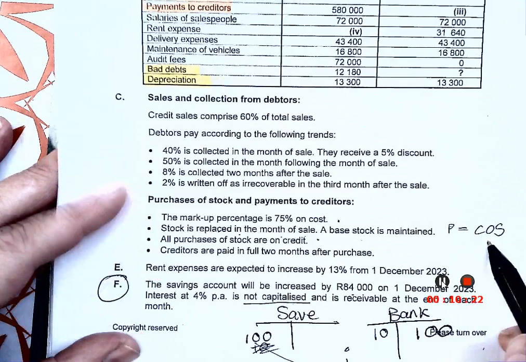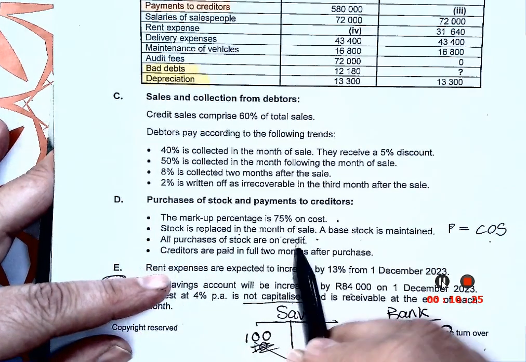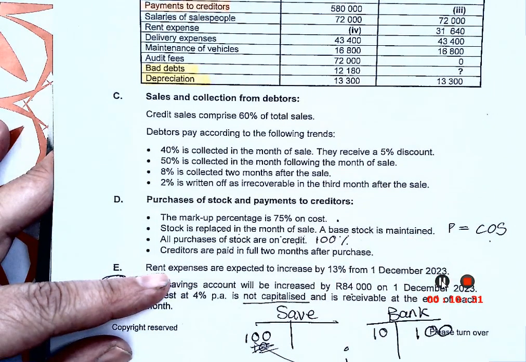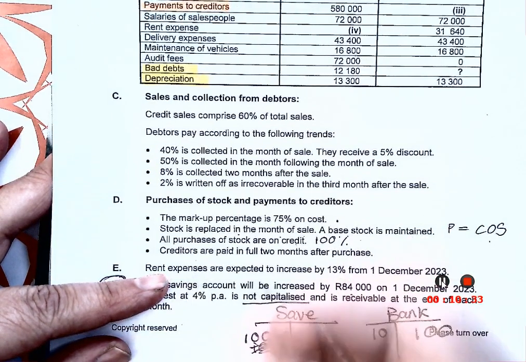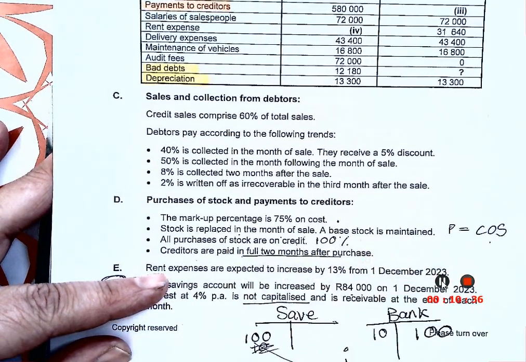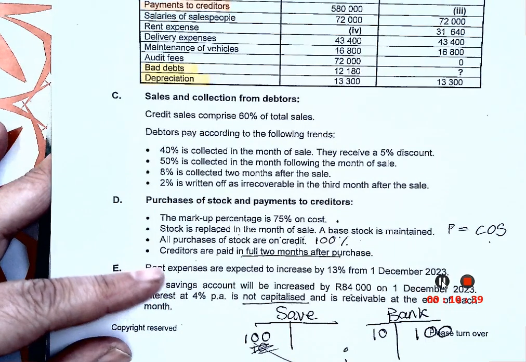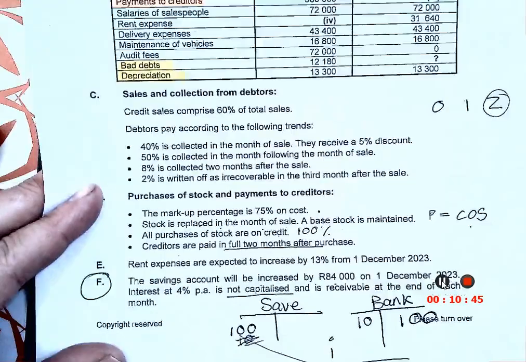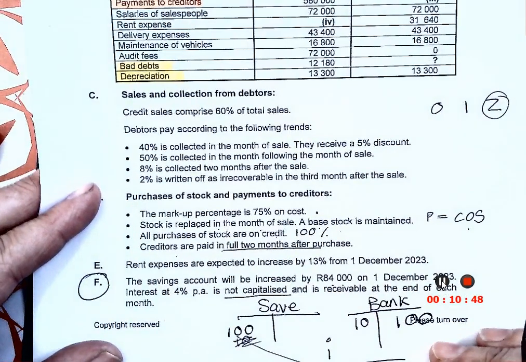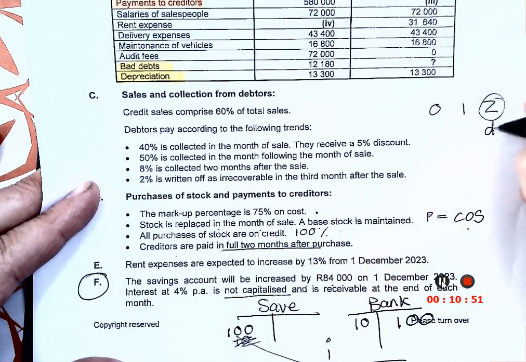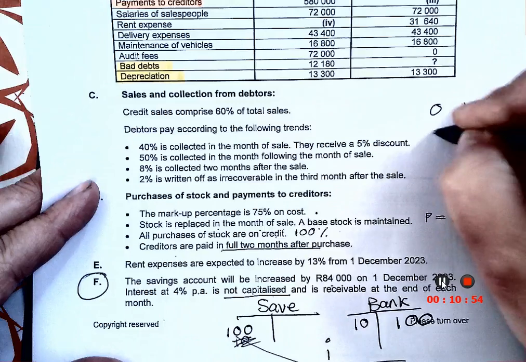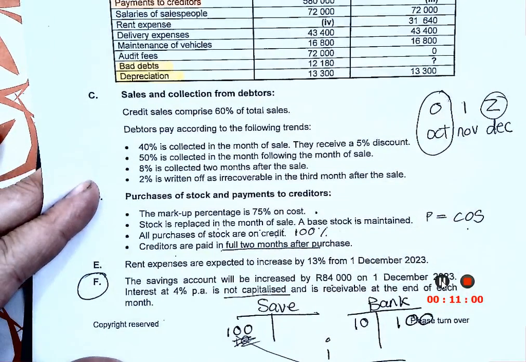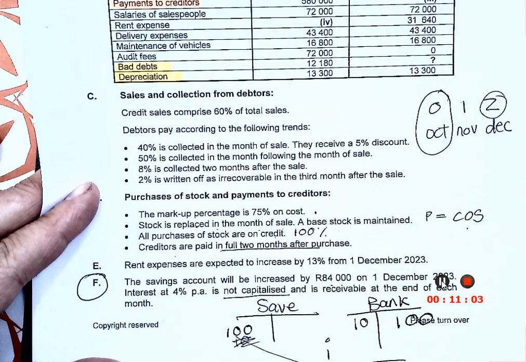Okay. Now, all purchases are on credit, so it's 100% on credit. If they said 60% were on credit, it means 40% were cash. Creditors are paid in full 2 months after the purchase. So in other words, I also work with 0, 1, 2. I pay in 2. Which month do I need to calculate? Month December, meaning November was 1. Am I right? October was 0, so the transaction happened in October. Can you see how I'm working?